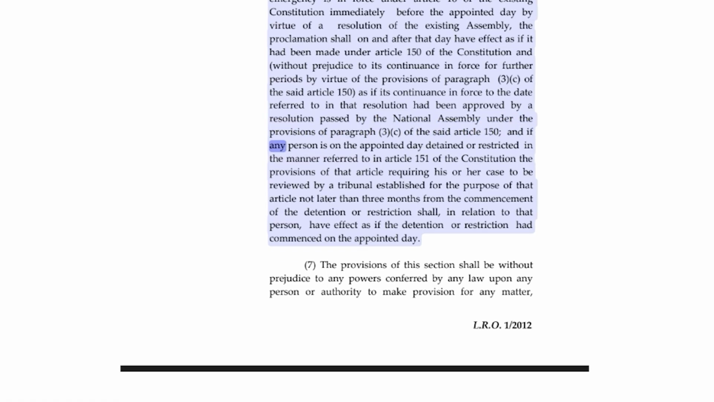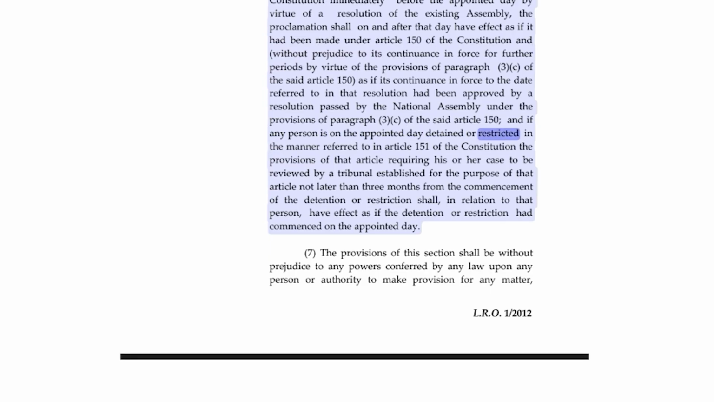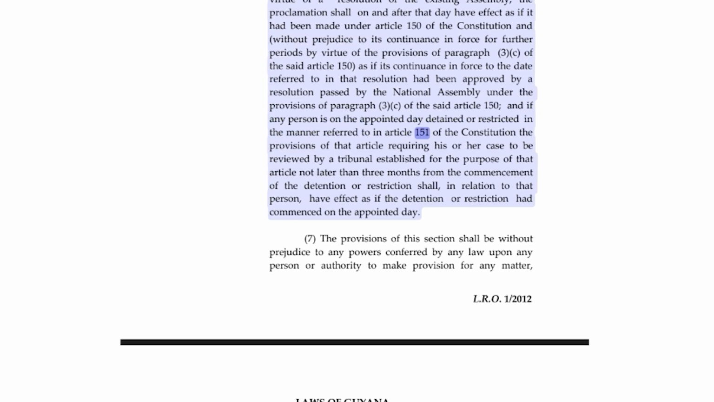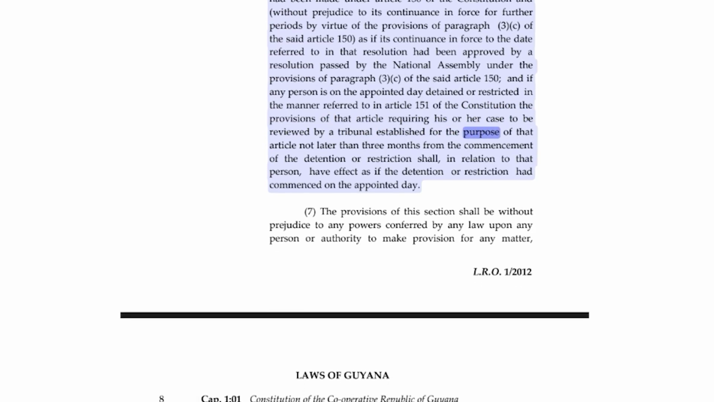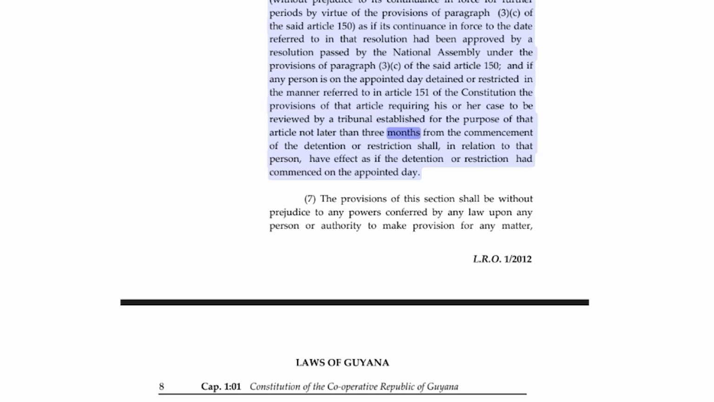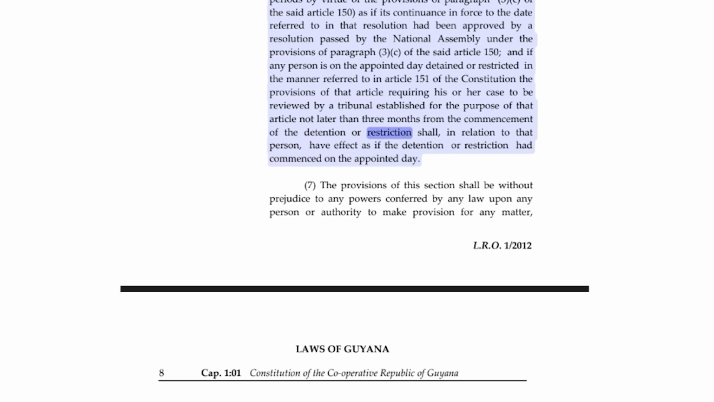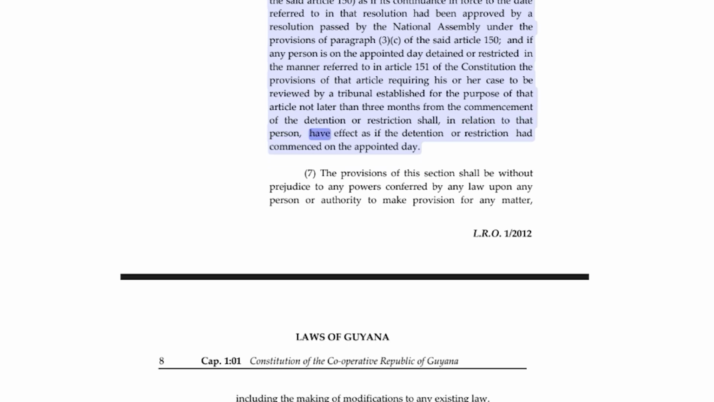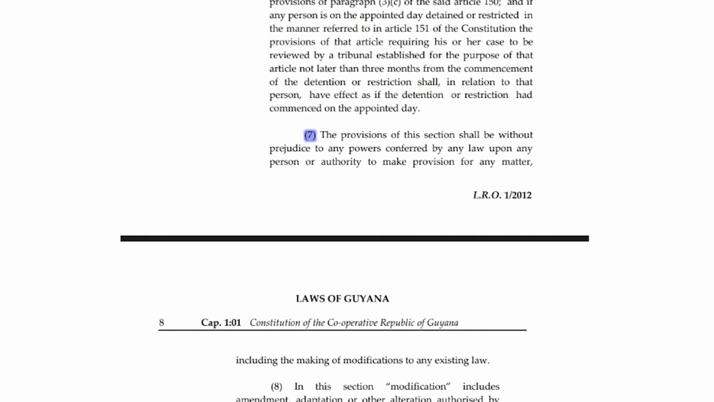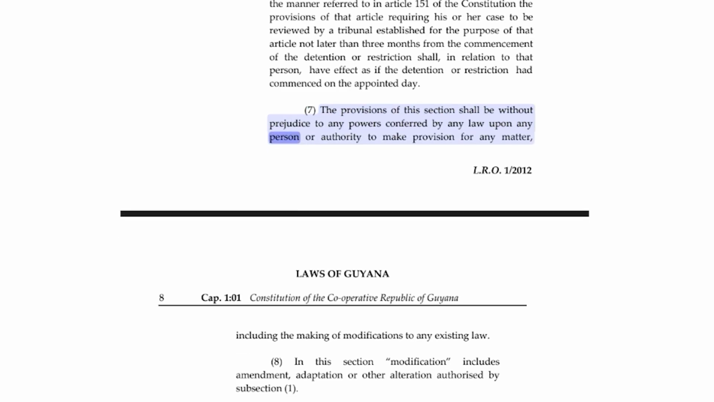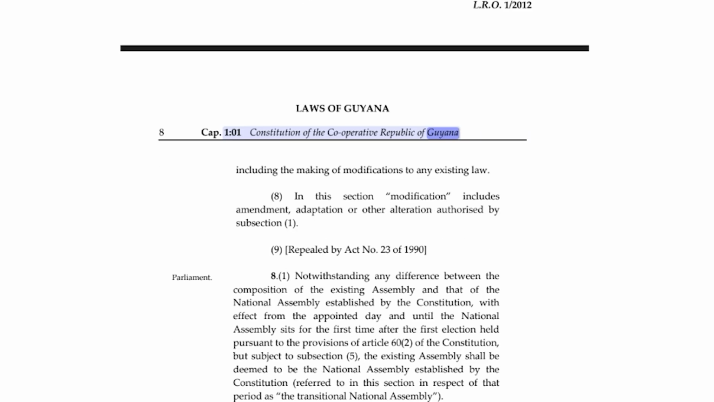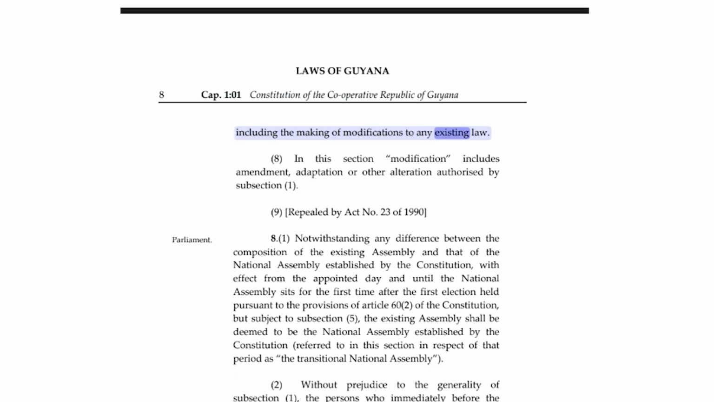150, and if any person is on the appointed day detained or restricted in the manner referred to in Article 51 of the Constitution, the provisions of that article requiring his or her case to be reviewed by a tribunal established for the purpose of that article not later than 3 months from the commencement of the detention or restriction shall, in relation to that person, have effect as if the detention or restriction had commenced on the appointed day. The provisions of this section shall be without prejudice to any powers conferred by any law upon any person or authority to make provision for any matter, including the making of modifications to any existing law.